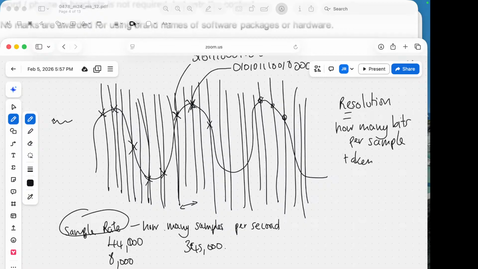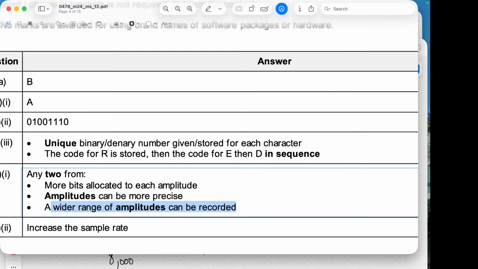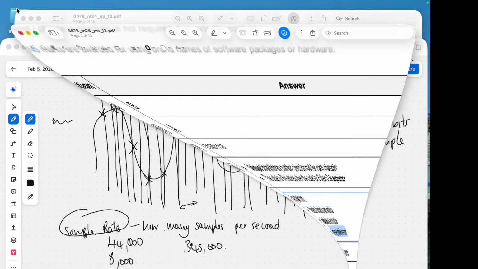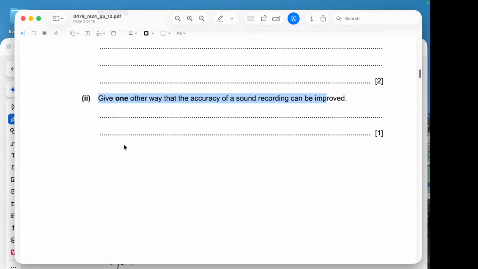That's pretty much all you need to know for sound, actually. These questions are very typical, and there's nothing really else to know, for GCSE anyway.